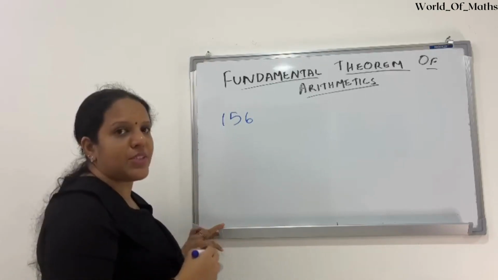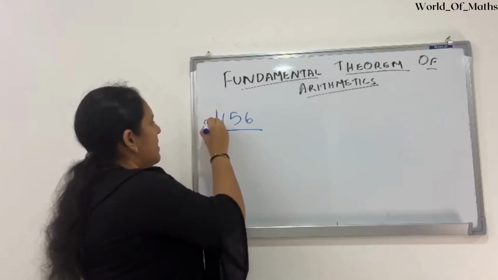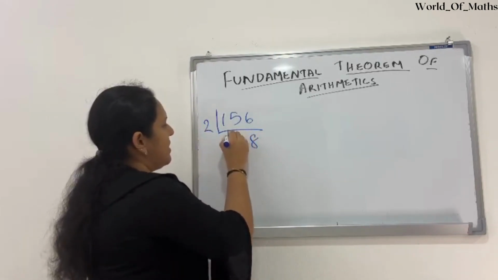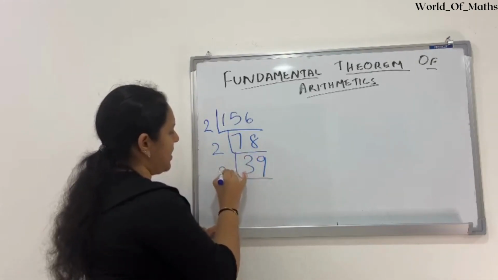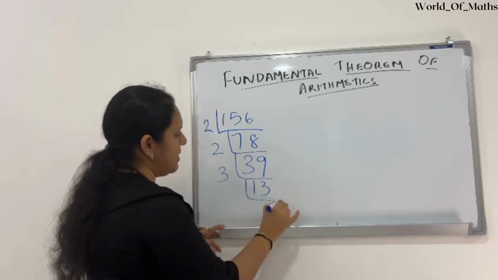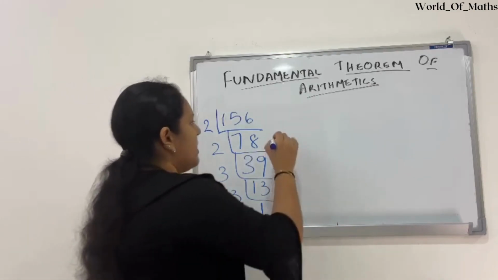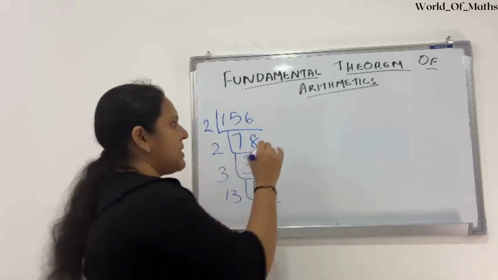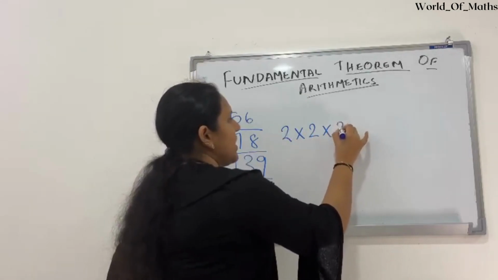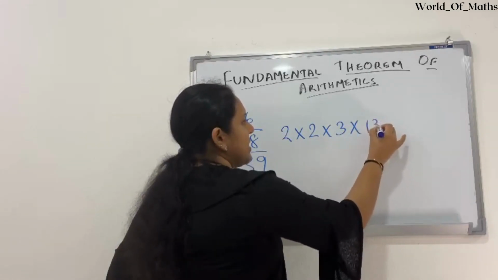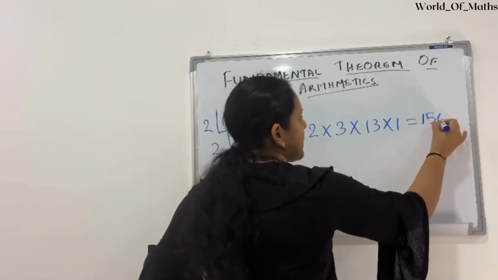Let's prime factorize 156. If you do the prime factorization of 156, you will get 78, which can be divided by 2 again. 39 can be 3 times 13, and 1. So we can say 156 can be expressed as 2 multiplied by 2 multiplied by 3 multiplied by 13 multiplied by 1, which will give you the answer 156.